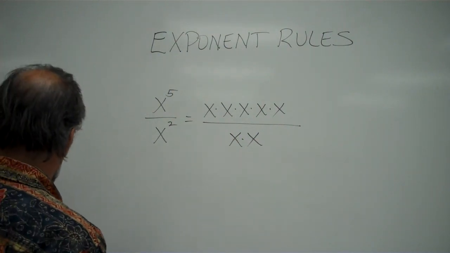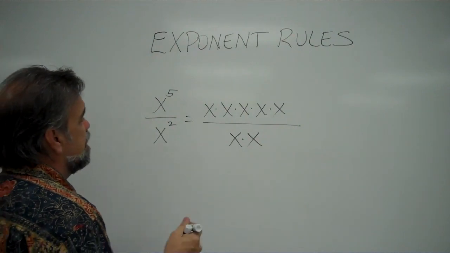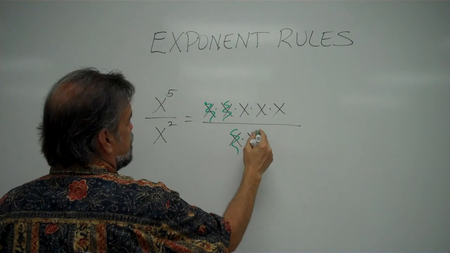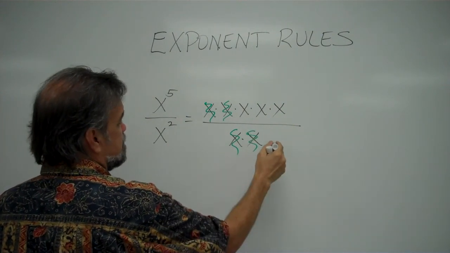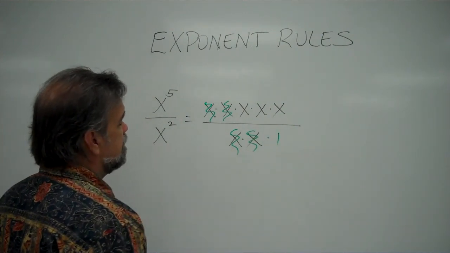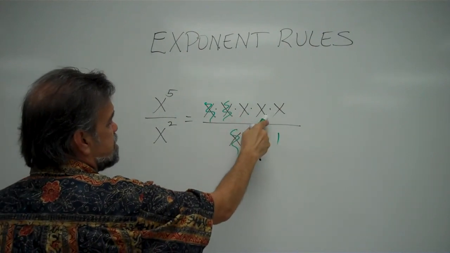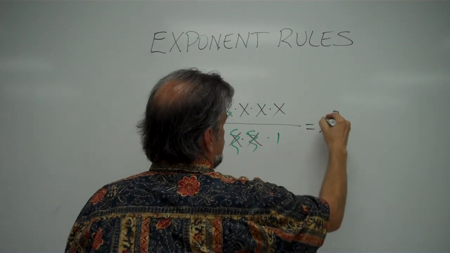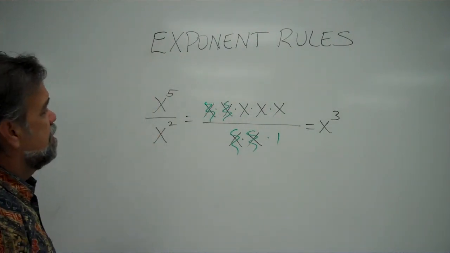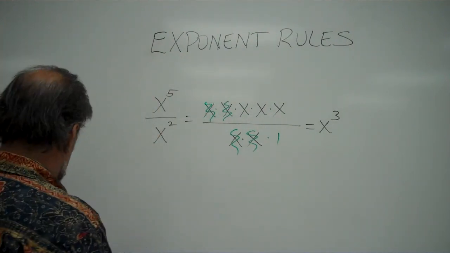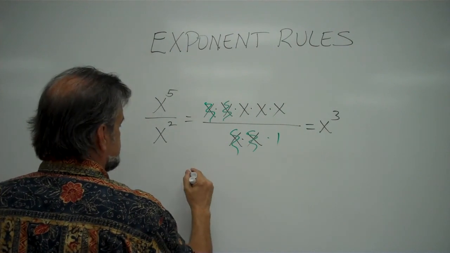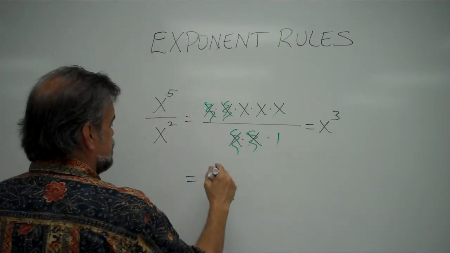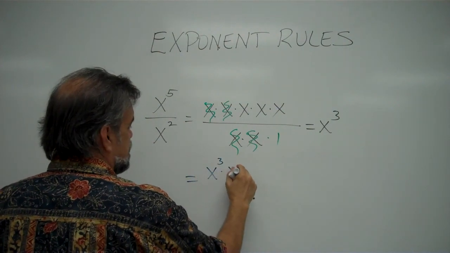I think so. I think we could divide both numerator and denominator by x, and then divide both numerator and denominator by x again, and now I'm just left with nothing but 1 in this denominator, and I have x times x times x, also known as x to the third power there. Okay? There's another way I could have done this, and that is I could have said, well, this equals x to the fifth. Isn't x to the fifth equal to x to the third times x squared?